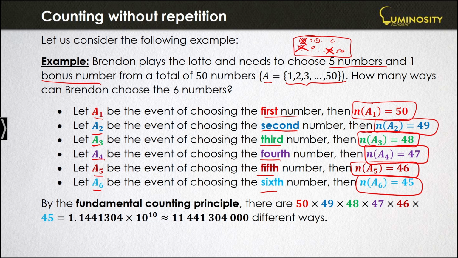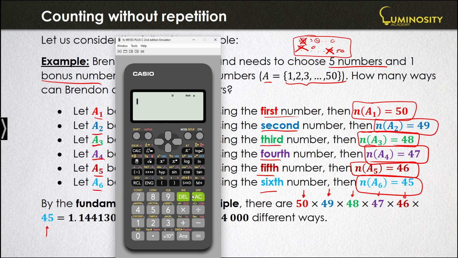So by the fundamental counting principle, how many ways are there? Well, there's 50 options for the first number. Then once you've chosen that, there are 49 options for the second, 48 for the third, 47 for the fourth, 46 for the fifth, and 45 for the last number. So this turns out to be quite a very big number. If you put this into your calculator, let's go 50 times 49 times 48 times 47 times 46 times 45.